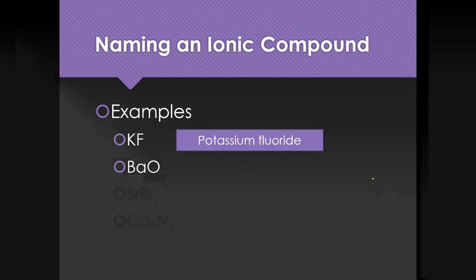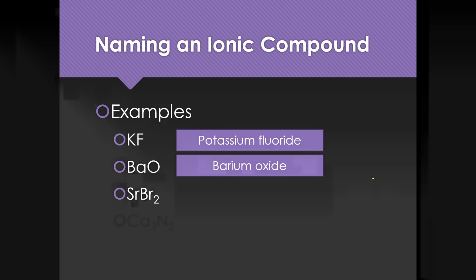What about this one? BaO. So Ba is what? Find it on your periodic table. Ba is barium. And O, it's the second element. It's the anion. So we have to use the -ide ending with an oxygen, and that becomes oxide. So this compound is simply named barium oxide.